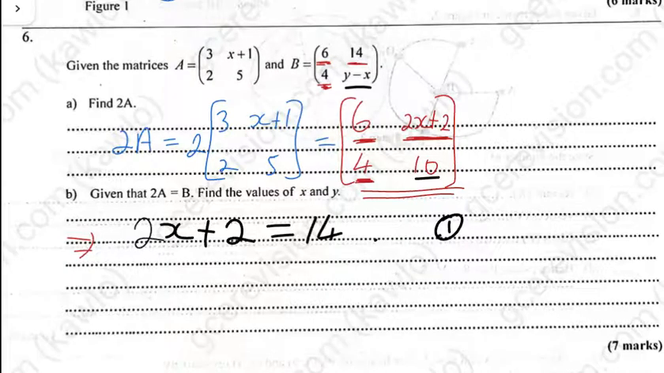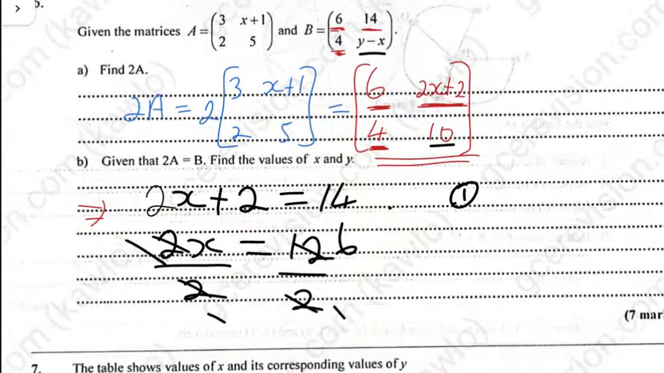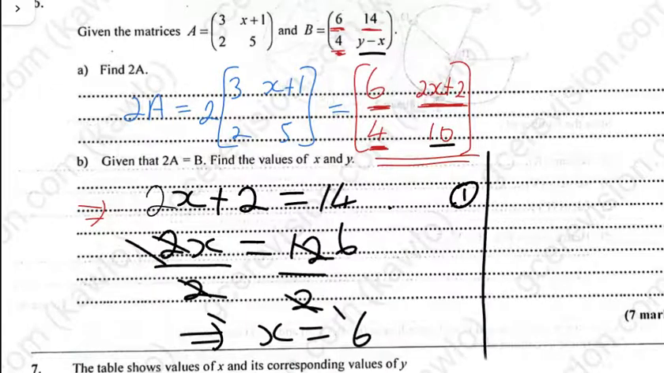Yeah, so from this first one, we have 2x equals, we subtract 2 from both sides, 2x equals 12. Divide both sides by 2. 2 here, 1, 2 here, 1, 2 here, 1, 2 here, 6. So x equals 6, okay? So this implies that x equals 6. This is for the first equation.